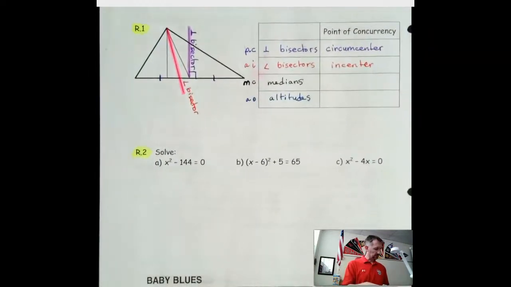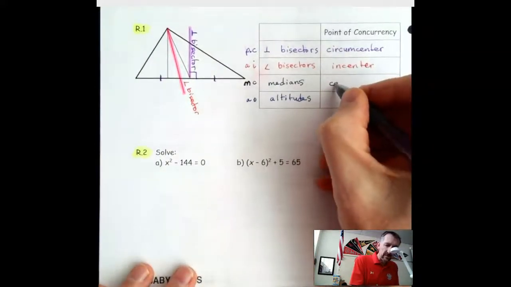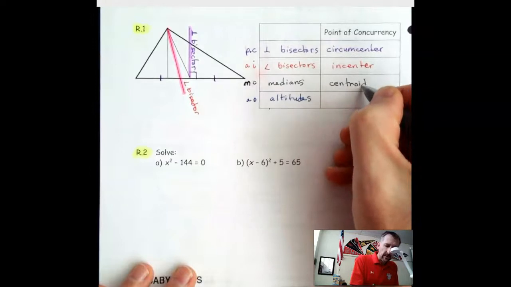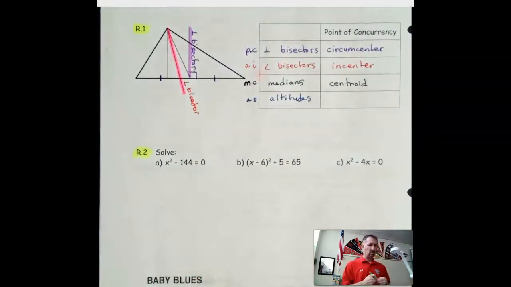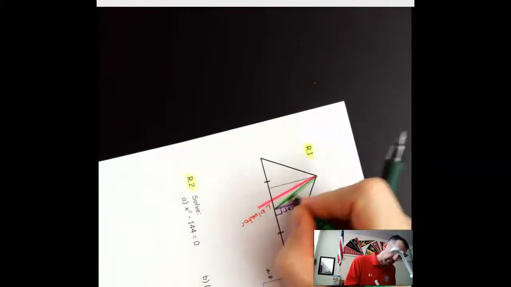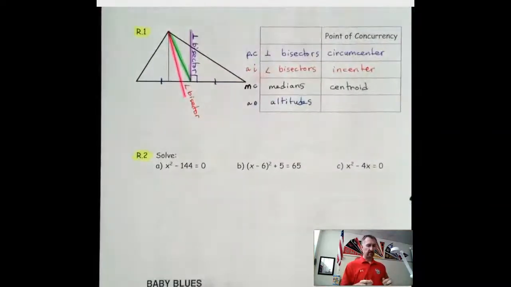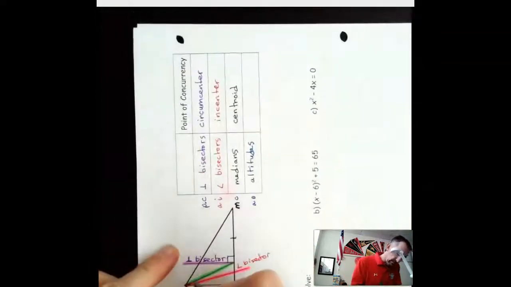Okay, medians. MC, median, centroid, and the median connects the midpoint of a side to an angle. The midpoint was right here, because the perpendicular bisector goes through the midpoint also. And it connects an angle to the midpoint of the opposite side. Okay, so that's our median. Let's squeeze that in there.